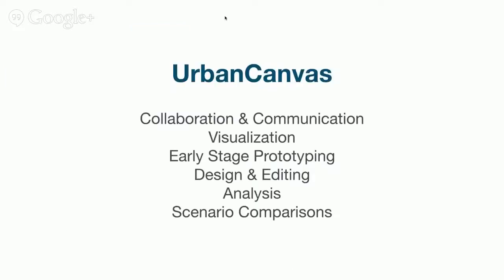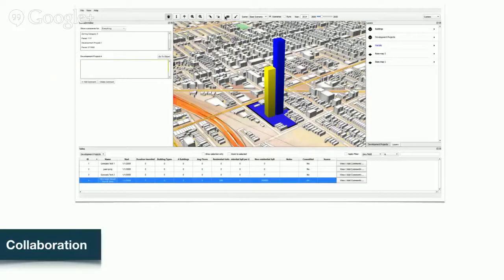So, big picture, the things we want to do with UrbanCanvas: collaborate and communicate, visualize, and really focus on early stage prototyping. That's the point in the process where we're going from zoning to a first stab at forms, to understand what kind of capacity we're providing and what general urban form could result from different policy decisions. We're lumping that into design and editing, always having a tight loop to analysis, and the ability to look at different options through the mechanism of comparing scenarios. So I'll explain one feature, and then I'll hand it off to Carlos to describe a little bit more about UrbanCanvas. So, collaboration.